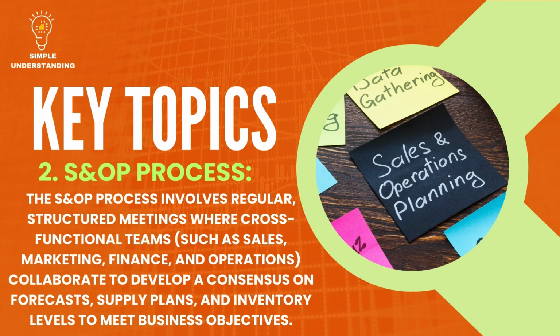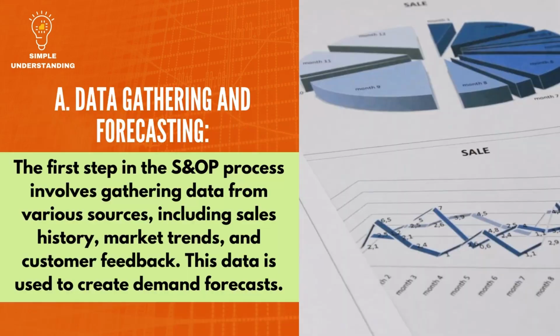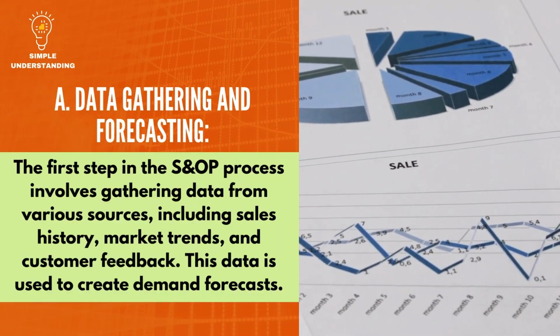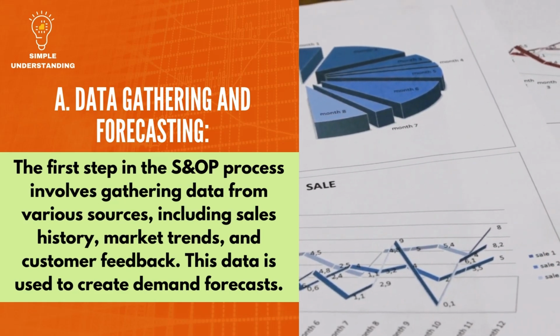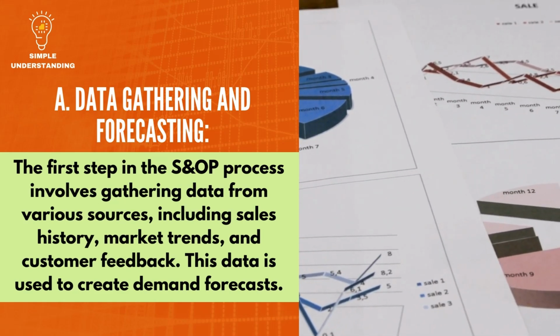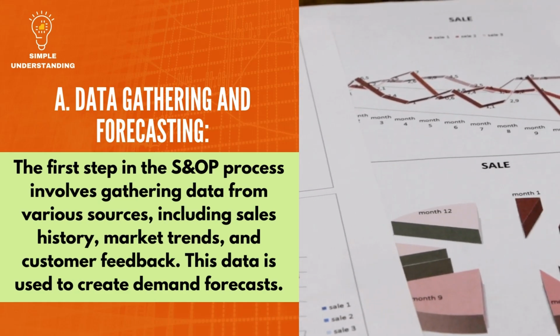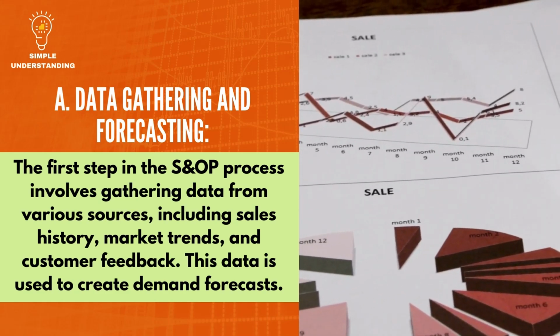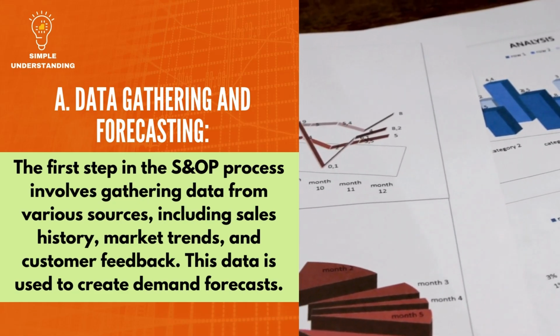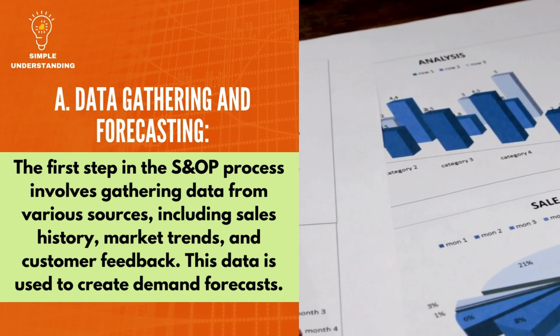S&OP process. The S&OP process involves regular, structured meetings where cross-functional teams, such as sales, marketing, finance, and operations, collaborate to develop a consensus on forecasts, supply plans, and inventory levels to meet business objectives. A. Data gathering and forecasting. The first step in the S&OP process involves gathering data from various sources, including sales history, market trends, and customer feedback. This data is used to create demand forecasts.